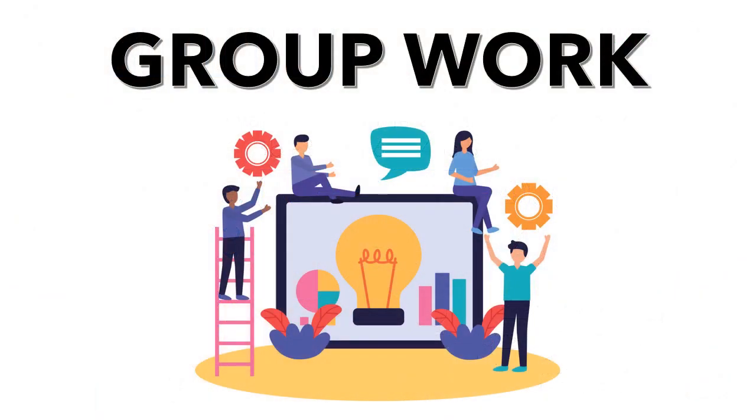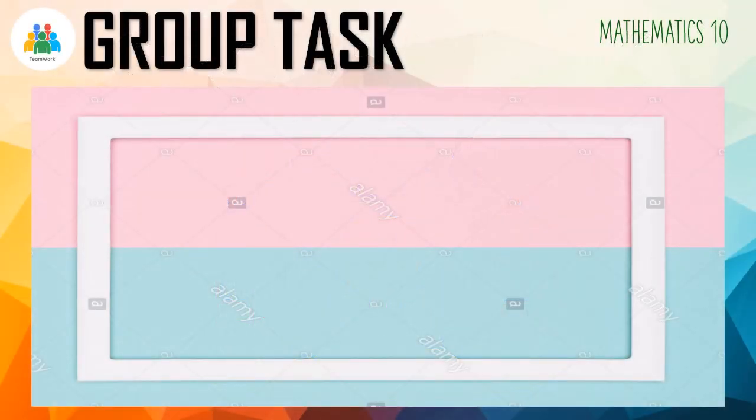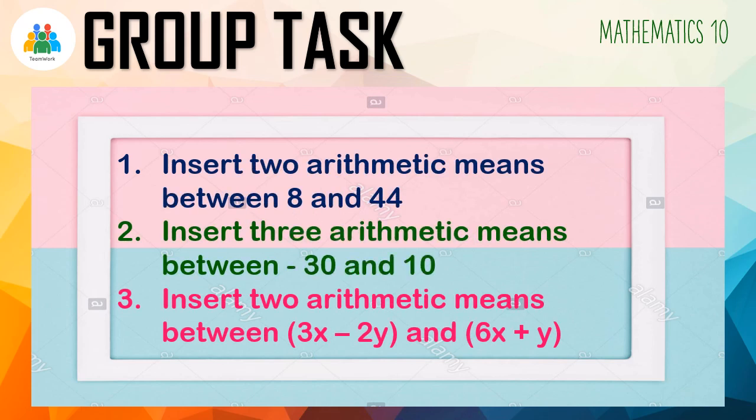Let us have our additional practice exercises. You may pause the video for a while, and if you are ready with your answers, you may resume watching the video. This would be the problem you are supposed to answer. Number 1: insert 2 arithmetic means between 8 and 44. Next is insert 3 arithmetic means between negative 30 and 10. Next is insert 2 arithmetic means between 3x minus 2 and 6x plus y. So you may pause the video first, and if you're ready, you may resume watching.